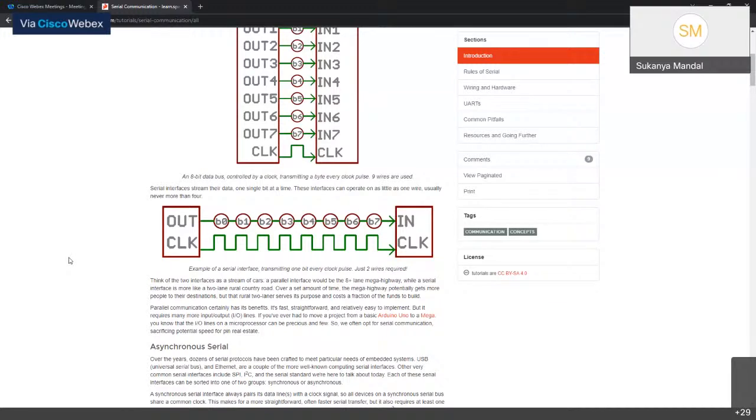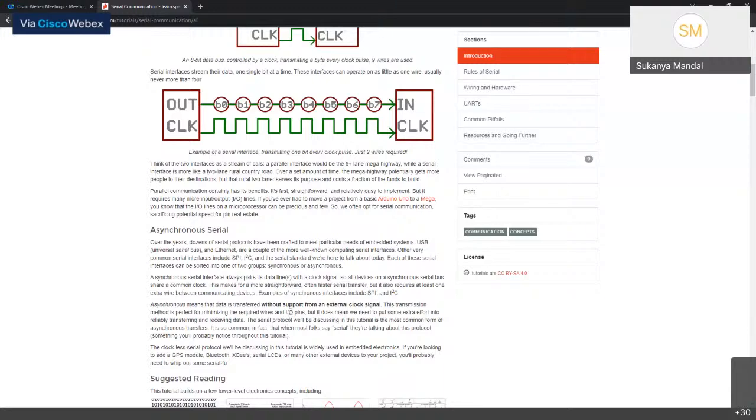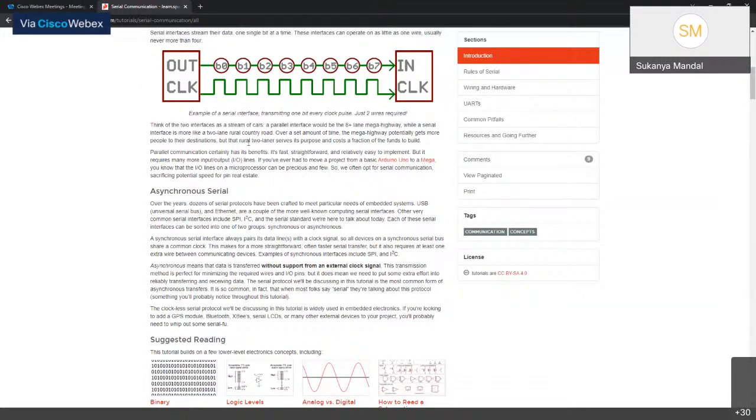Now coming to the serial interface. A serial interface transmits every stream of data a single bit at a time, so it happens sequentially. These interfaces can operate on as little as one wire, usually never more than 4. This is how it gets communicated one after the other: one bit, then the second one, then the third one, and here is the clock impulse for every bit transfer. This is just a simple explanation of how it works.